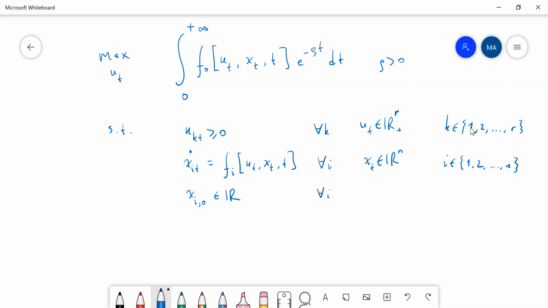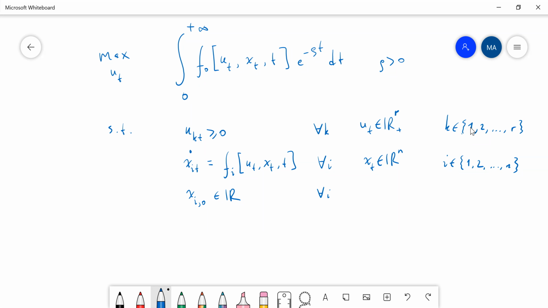So what do I know? I have a set of control variables, u_kt, and a set of state variables, x_t. I know how, for each state variable, my controls and states govern its evolution. I want them to be non-negative, and I know the initial values of my state variables.